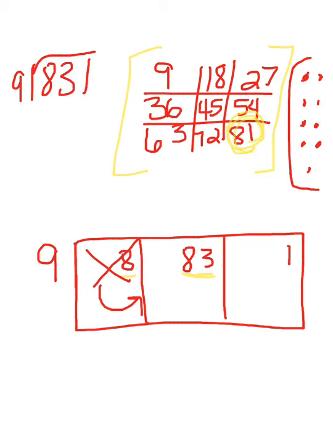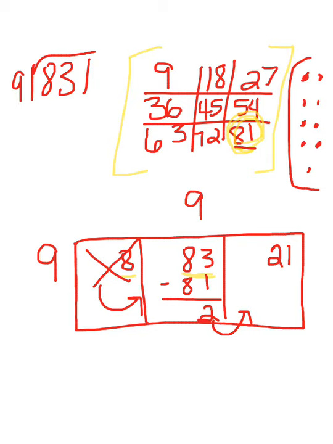This would be 9 times 9. So I'm going to put the 9 on the top. We said 9 times 9 is 81. And then we subtract. 3 minus 1 is 2. 8 minus 8 is 0. Okay? So that's it for that box. Now I'm going to push it over to the next box. The 2 goes in front of the 1.